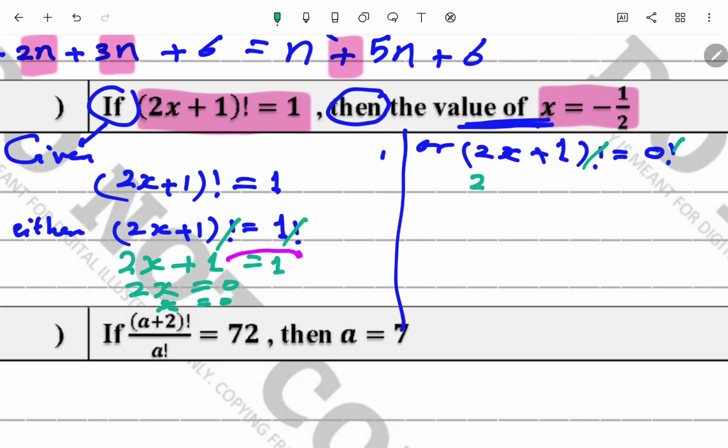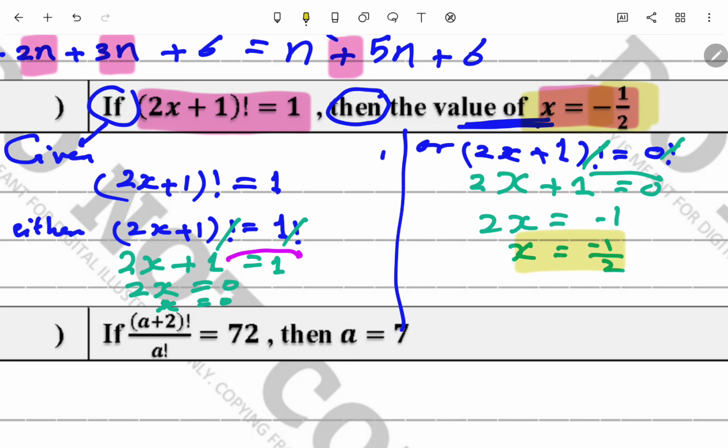Here you can have also, after cancelling this factorial, 2x plus 1 equal to 0. Move the 1 to the other side, you can get 2x equals negative 1. Divide both sides by 2, you can have x equals negative 1 over 2. And this answer is exactly what is mentioned, which is that one. But he didn't mention the other answer. So according to the word "then", he's supposed to tell about all values of x.